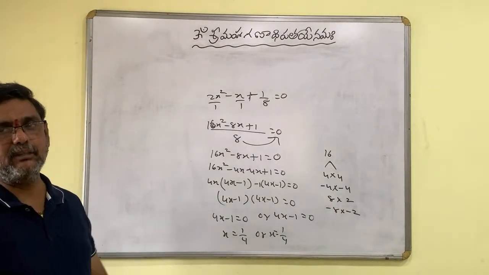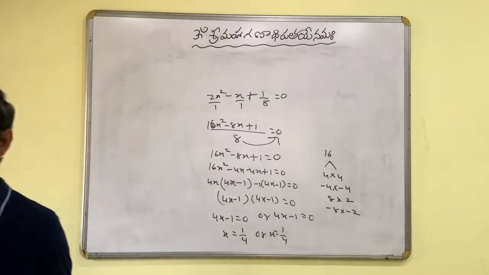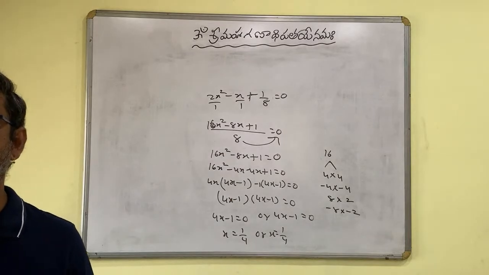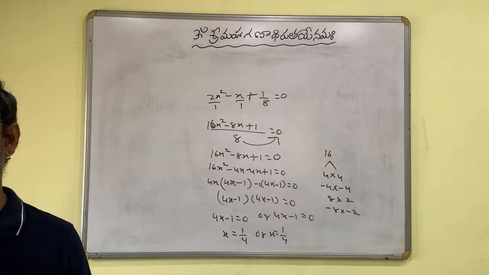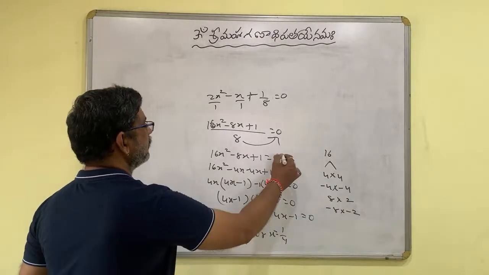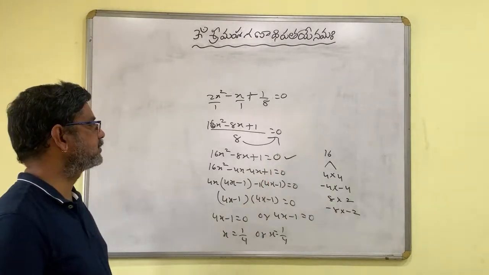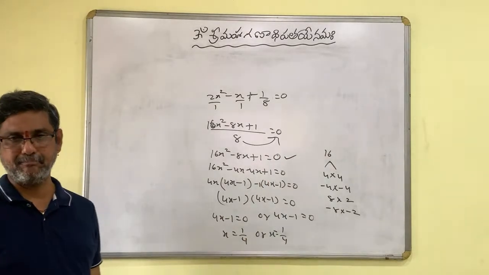So if it is like this, we need to take LCM. If the coefficients are fractions, see, the coefficient of x² is 2, the coefficient of x is -1 and the constant is 1/8. So 1/8 is a fraction. Then we need to take LCM and simplify and bring that into normal form: 16x² minus 8x plus 1 is equal to 0. Then split the middle term and simplify.